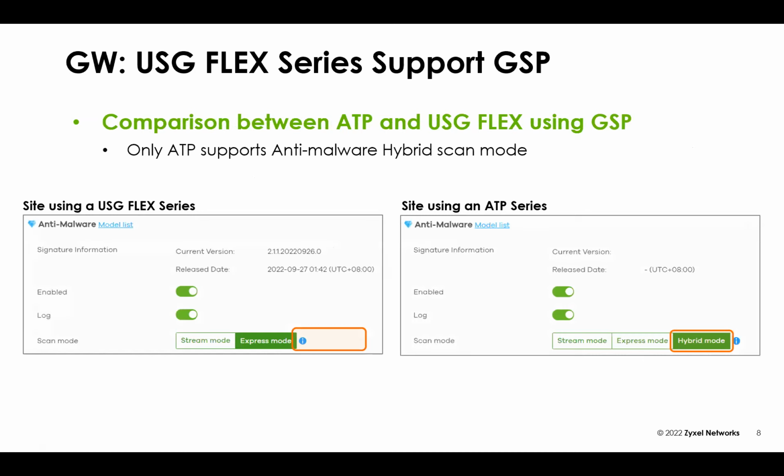So, a quick comparison between the ATP and the USG Flex when using the Gold Security Pack. The ATP supports the anti-malware hybrid scan mode. And what that means is that on the anti-malware section in the cloud, you'll see that there's stream mode, express mode, and hybrid mode. So on the ATP series, when it's scanning for malware threats, if you do hybrid mode, it'll first scan the local database. And if it can't find a matching signature, it will then move over to the external database.